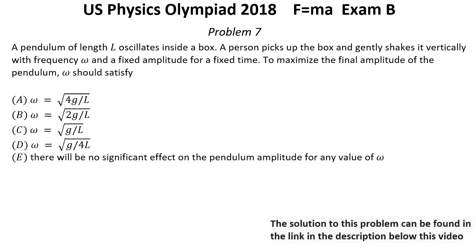Problem number 7. A pendulum of length L oscillates inside a box. A person picks up the box and gently shakes it vertically with frequency ω and a fixed amplitude for a fixed time. To maximize the final amplitude of the pendulum, ω should satisfy the next value.